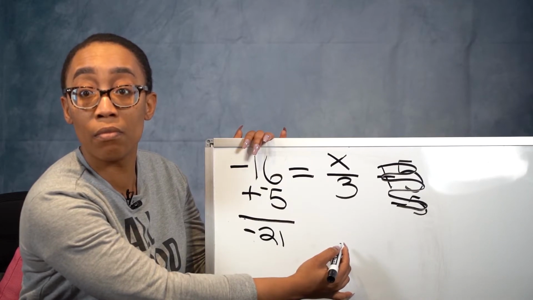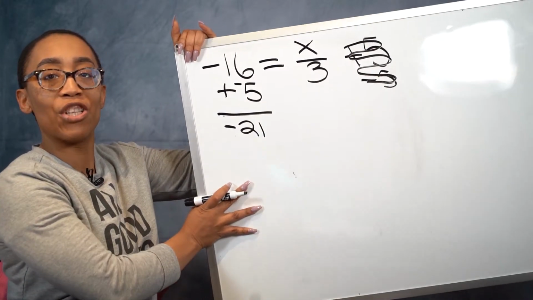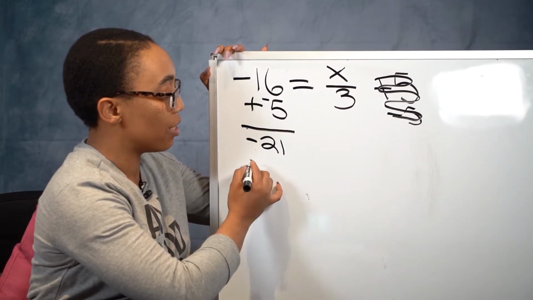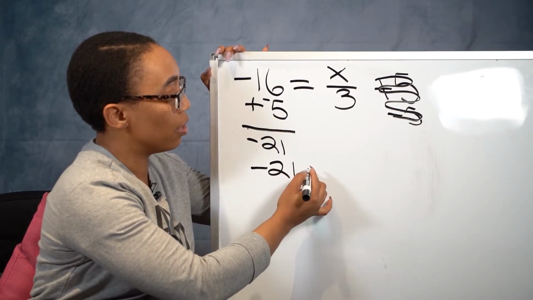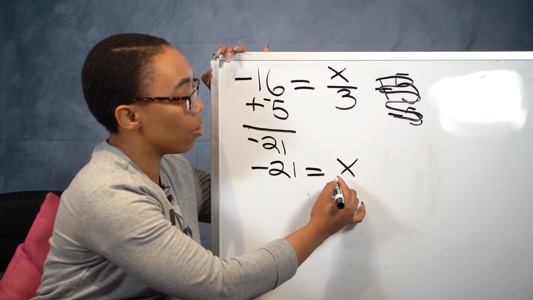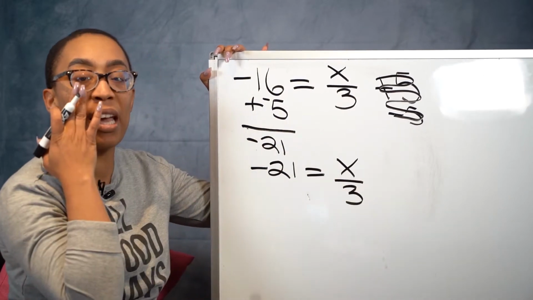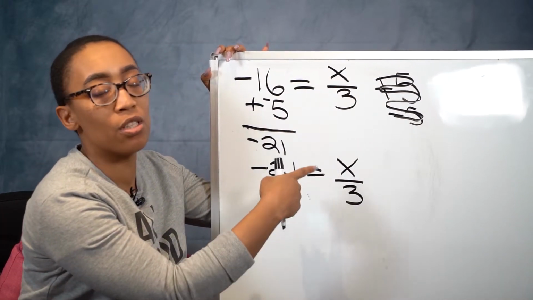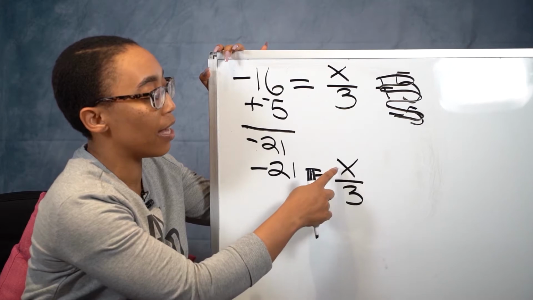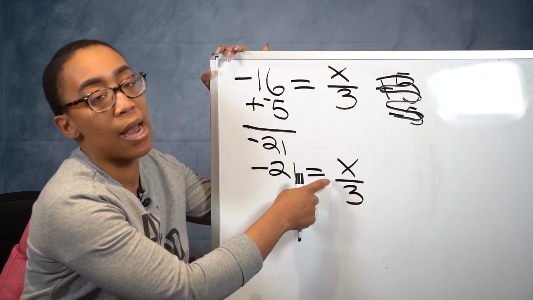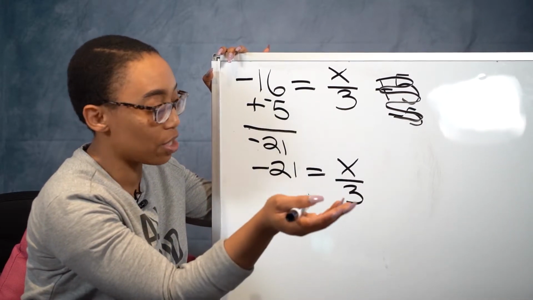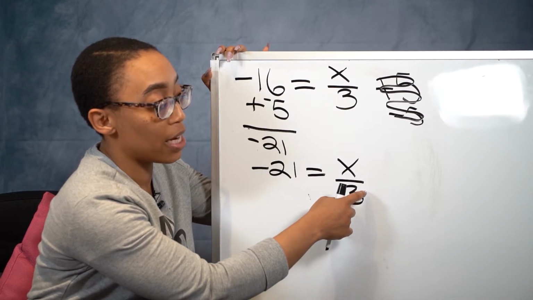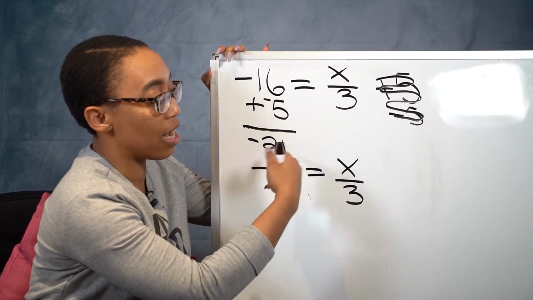So I was almost running out of room. Adjust my board. We're going to rewrite it. So we have negative 21. Let's see what we have left. We have x over 3. Okay. So remember, a fraction is really just a division problem. So we have x divided by 3. What's the opposite of division? Multiplication. So we need to multiply by 3 to cancel the 3 out on this side and move it.